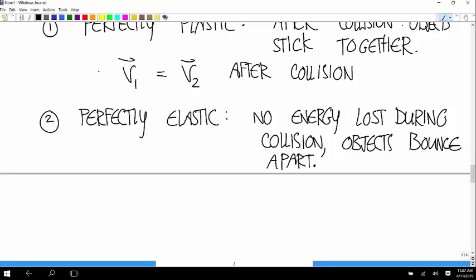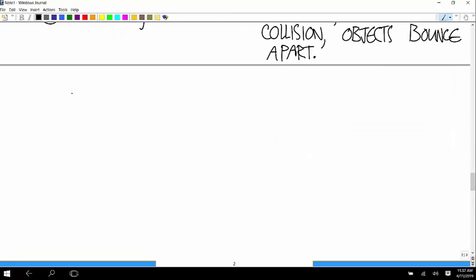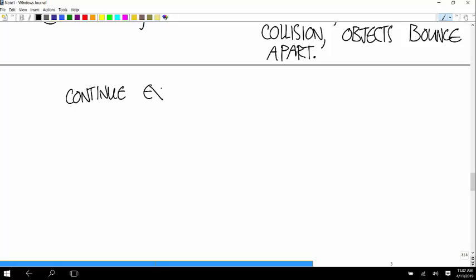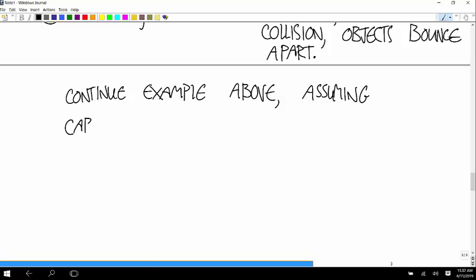Okay, so let's do this problem again, assuming that those train cars link together. So let's continue the example above. Assuming that when they collide, the cars link together. So which one of these two cases would that be? Yep.